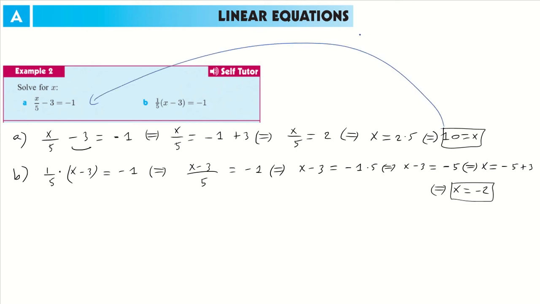I can always check my answer by filling it in the equation. So replacing the x by 10, 10 over 5 minus 3, which is 2 minus 3, and that is equal to negative 1, and that is the right-hand side. Do the same for b.